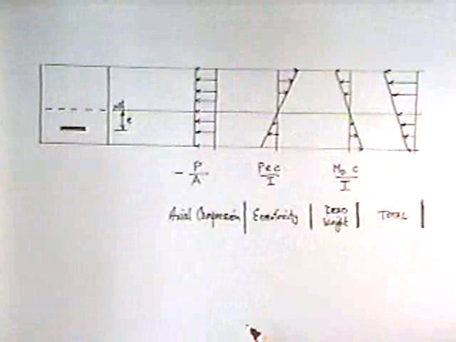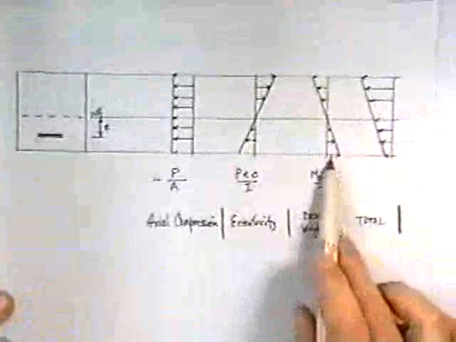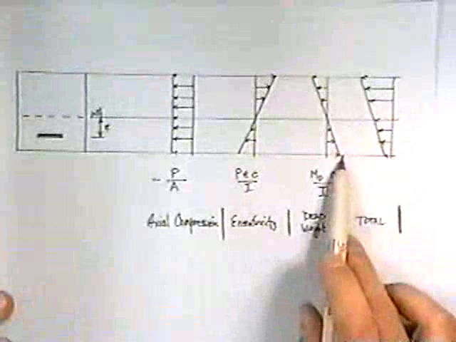Well, what about the dead weight? Dead weight sits on the beam, right? And when it sits on the beam, the bottom side of it goes into tension. And you can see that from my third diagram here. The bottom part of the beam goes into tension.